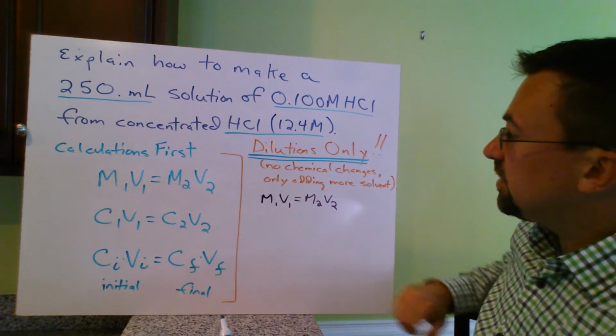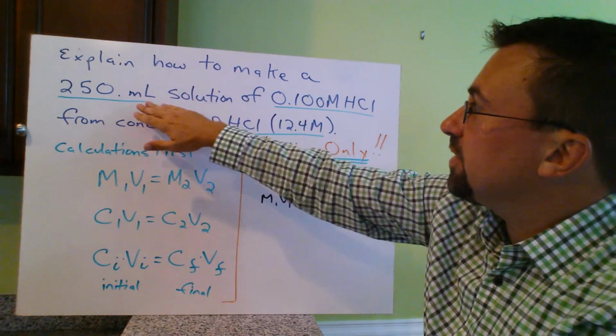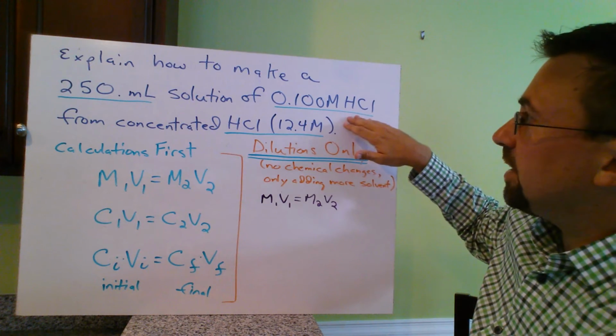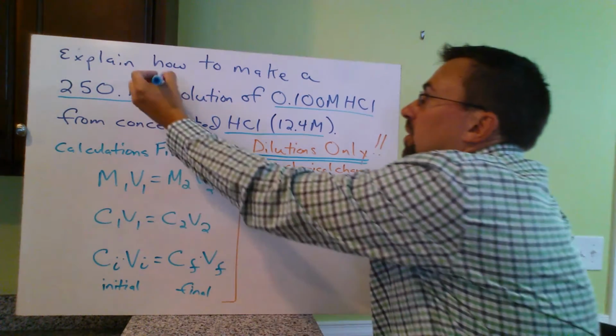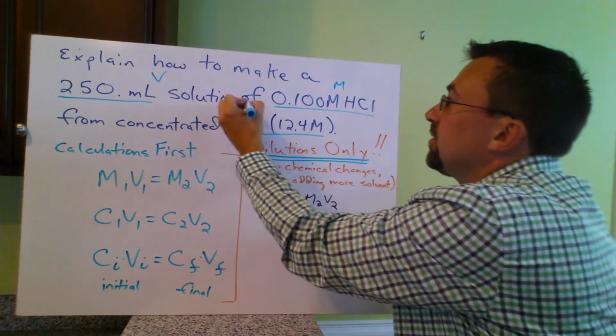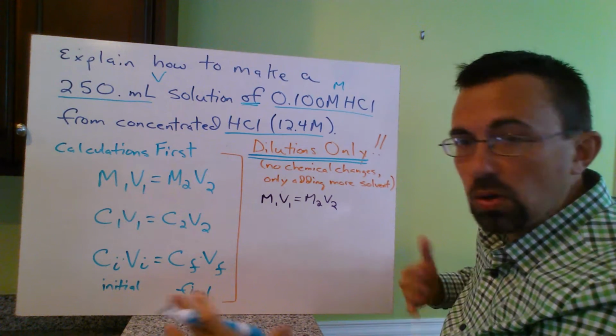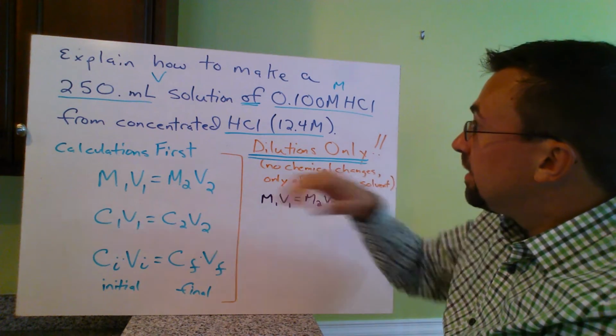M1V1 equals M2V2. So initial and final. Explain how to make a 250 milliliter solution of 0.1 molar HCl. So this is going to be a volume. This is a molarity. And you can tell, and this is basic reading comprehension from your Core 101 class, these are together.